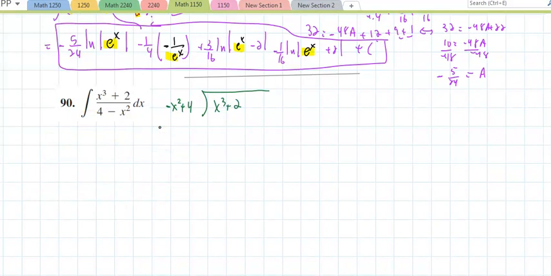I'm just going to keep that problem as is. You can do whatever you like. x cubed divided by negative x squared is a negative x. When you multiply, you get positive x cubed minus 4x. Subtract.